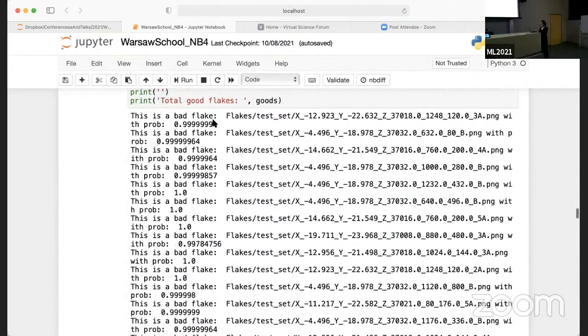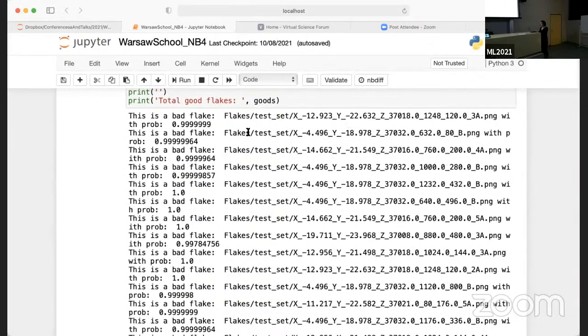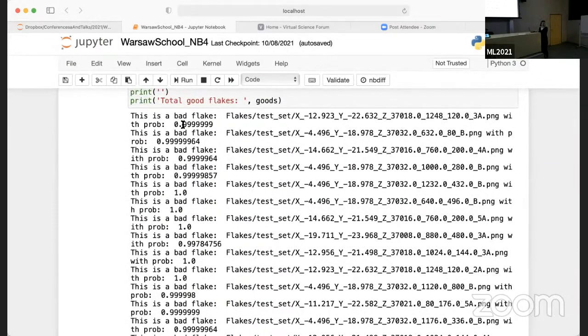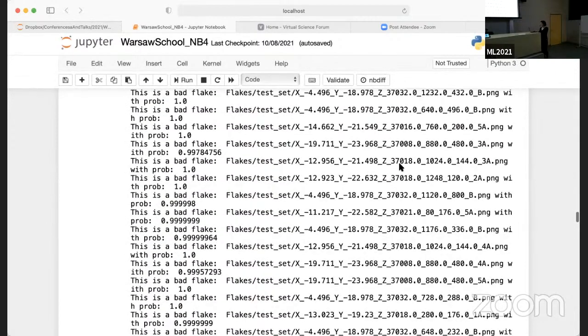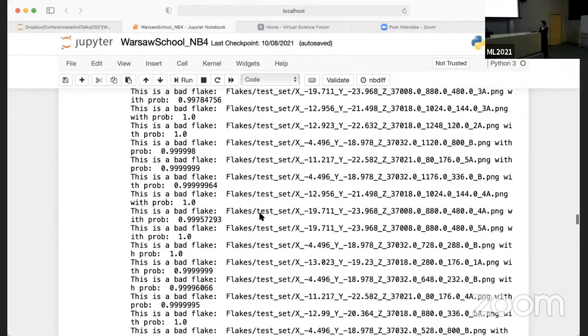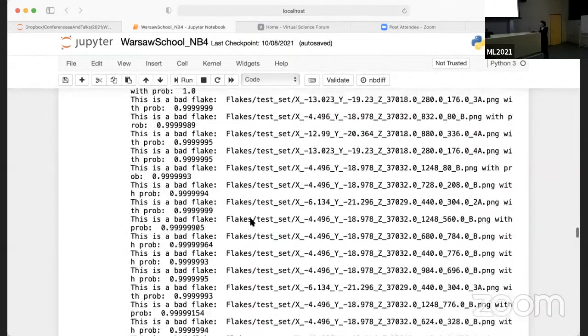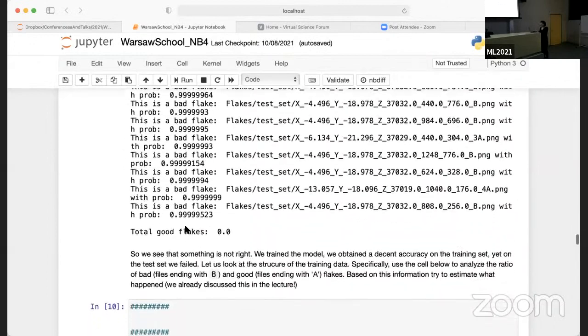And then for each flag, it tells me this is a bad flag with a probability of 99.999%. It thinks that every flag is a bad flag, except it's not true, because every flag whose name ends with A is actually a good flag. But somehow it thinks it's a bad flag all the time and it didn't find any good flags. And this has to do with how these things were represented in the training set. Can someone explain what happened here?